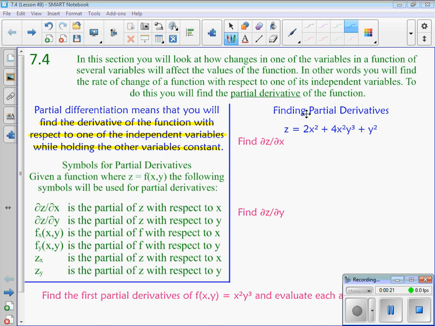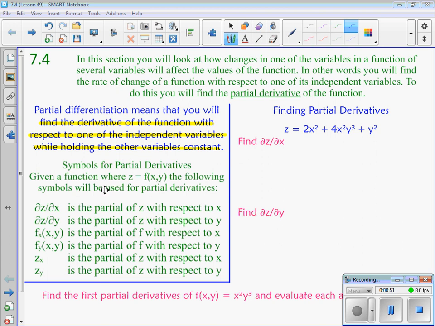So you're going to see things like find the partial derivatives, or down here, find the first partial derivatives. Partial differentiation means that you will find the derivative of the function with respect to one of the independent variables while you hold the other variables constant. So if you're holding the other variables constant, you treat them as constants. Pretend they're numbers, and when you take the derivative, just pretend those other pieces are numbers. Then it's not too bad.